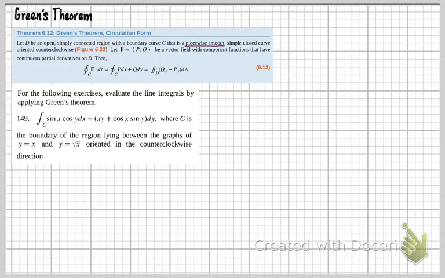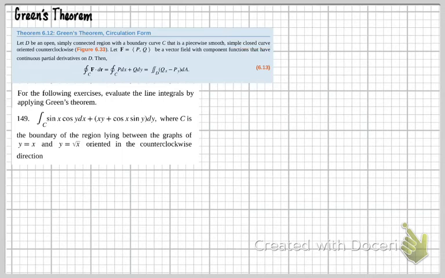Piecewise smooth. So when we look at this curve here, it has to be piecewise smooth. That simply means that for the most part, it's going to be smooth. Next one, simple closed curve. So that means it starts where it ends. That means it's closed. And also, the simple part means it can't cross itself. For if it does, we can't use Green's theorem.